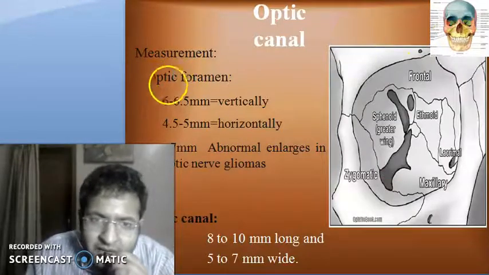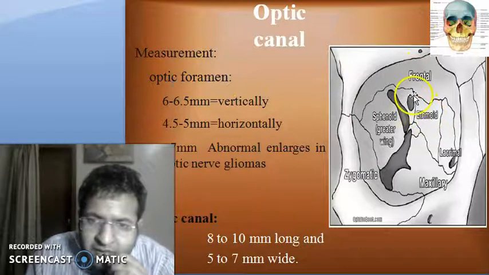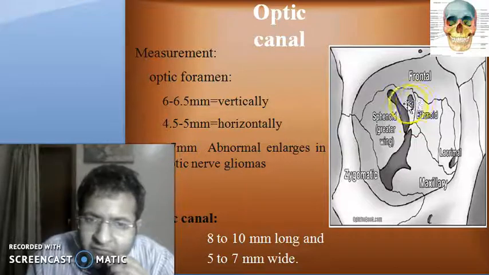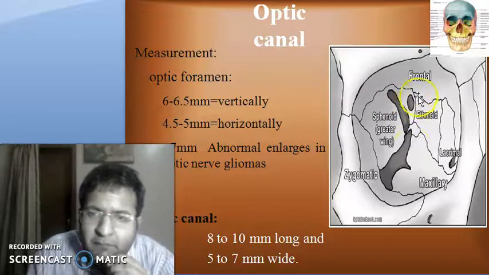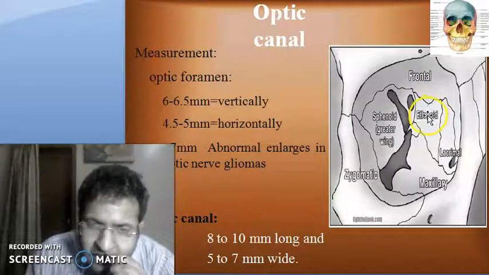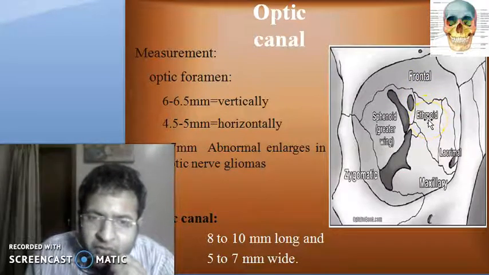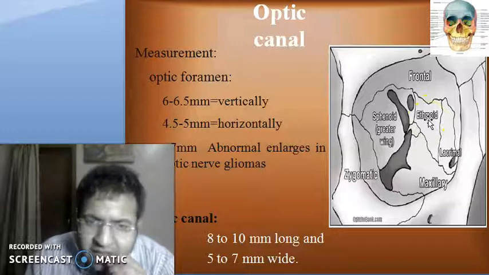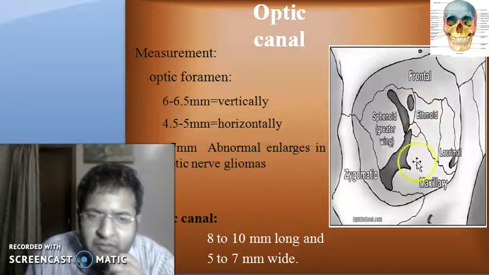The optic canal: the measurement of the optic foramen is 6 to 6.5 mm vertically and 4.5 to 5 mm horizontally. A size of more than 7 mm is present when the optic foramen enlarges abnormally, as in optic nerve gliomas.